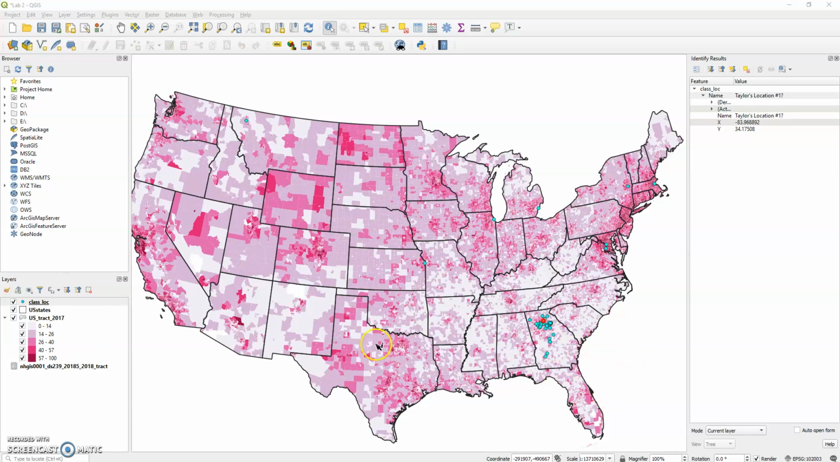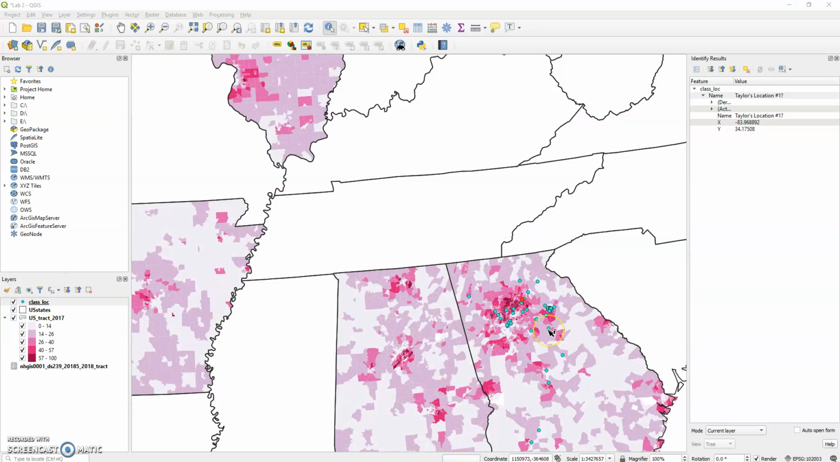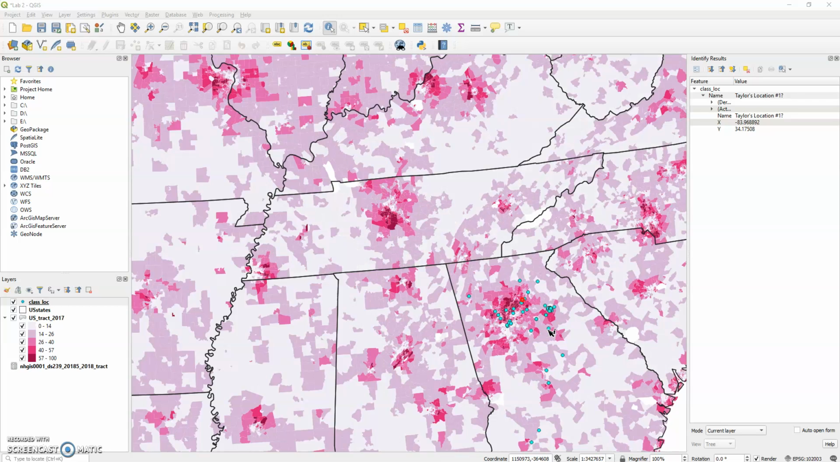In addition to that, we have these little points, right? These little blue points represent data collected from fellow classmates, and it pertains to different locations that classmates have lived at in the last several years. I have the information tool equipped here, which means if I click on one of these points, like I already have, we can get a little bit more info on that particular point.